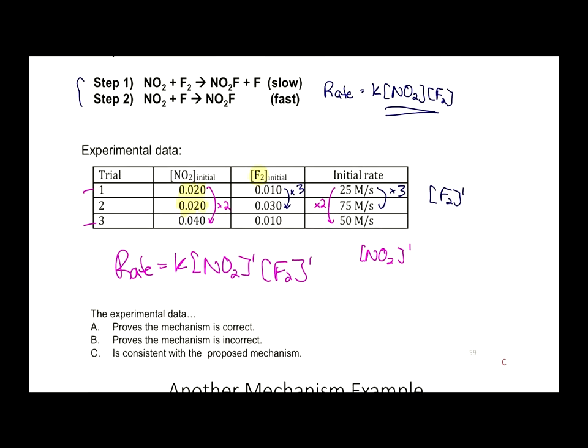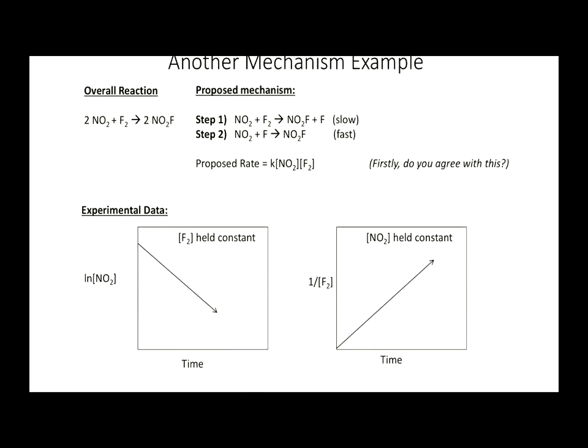What does that prove? This experiment proves that the mechanism is correct? No, we're not allowed to say that. So what's the answer here? It is C. The experimental data is consistent with the proposed mechanism, right? Because the resulting rate laws we got match one another. They're both first order, right? That's how I elevate a question. You do the mechanism, you see how it fits with experimental data. So let's do another one.